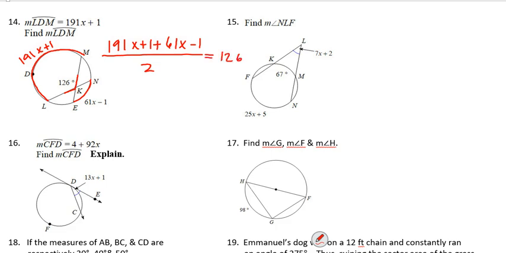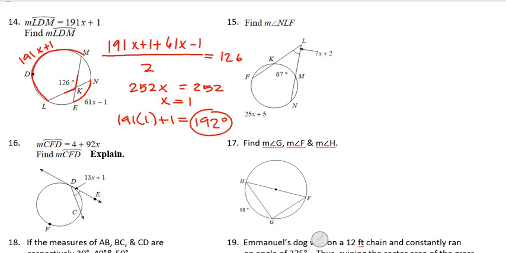So to get rid of the 2 in the denominator, we're going to multiply both sides by 2. We're going to combine our like terms. So when we combine 191 and 61, we get 252x. And then we multiply 2 times 126, we get 252. So x is only equal to 1 here. So then we're going to plug that back in there for that arc. So we're going to do 191 times 1 plus 1, which is 192. And that's our answer.